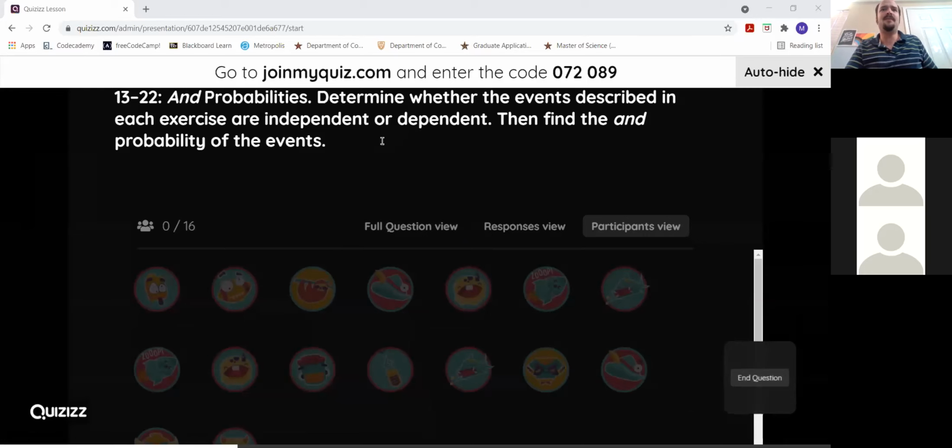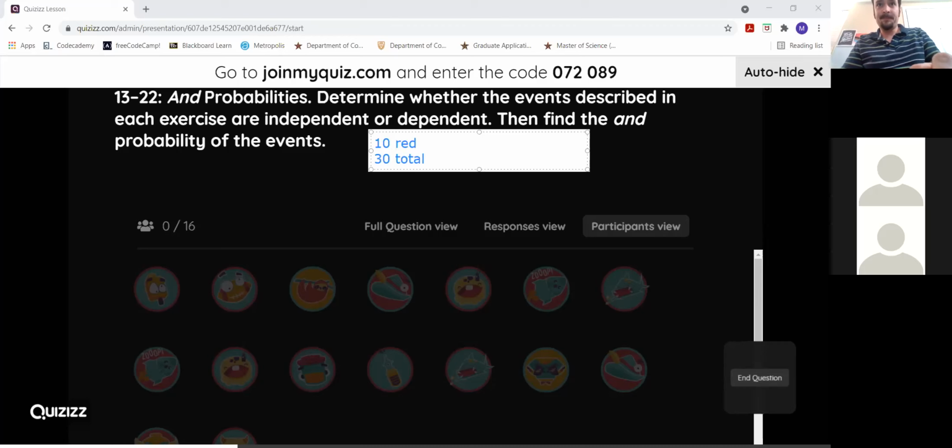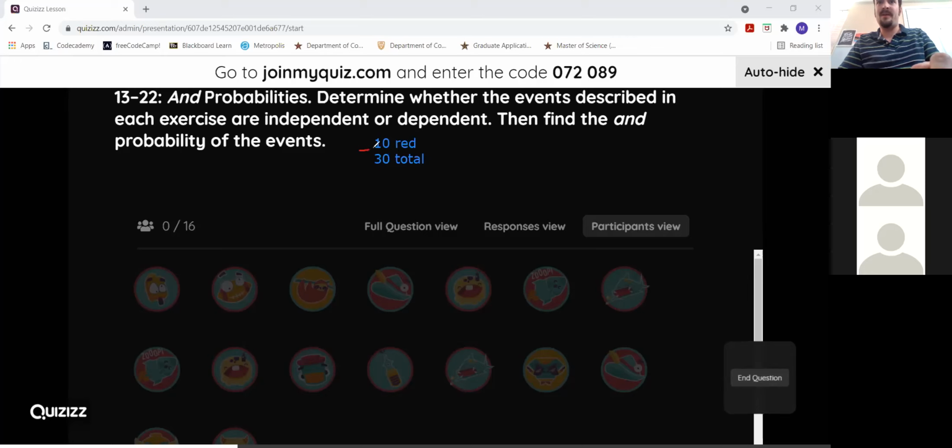how many red M&Ms do I have? You have 10 in total, I believe. 10 red M&Ms in total, out of 30 total M&Ms. And so if I want to know the probability of drawing 1 red M&M, what's it going to be? 10 out of 30, 1/3? Okay, so that's my first M&M.